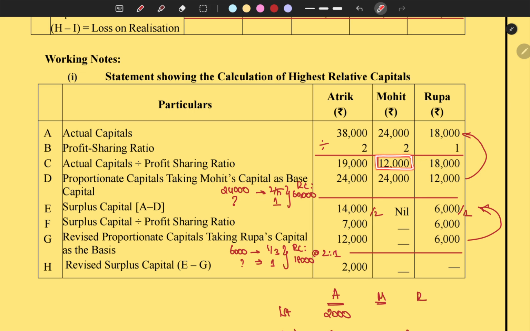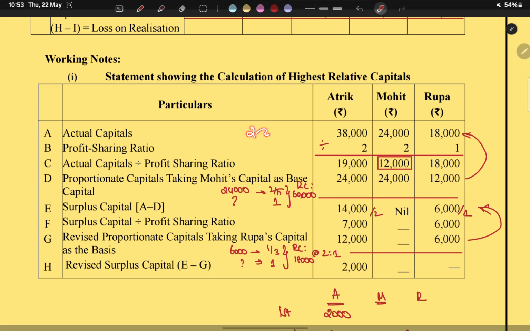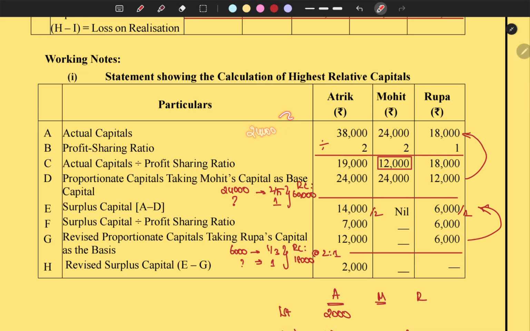So he has 12,000. What we have to do is make Mohit's capital the required capital base. We compute the required capital by taking Mohit's capital as base. Mohit's capital is 12,000, and his profit share is 2 by 5, so 5 by 2. So 12,000 divided by 2 into 5 gives us 30,000.